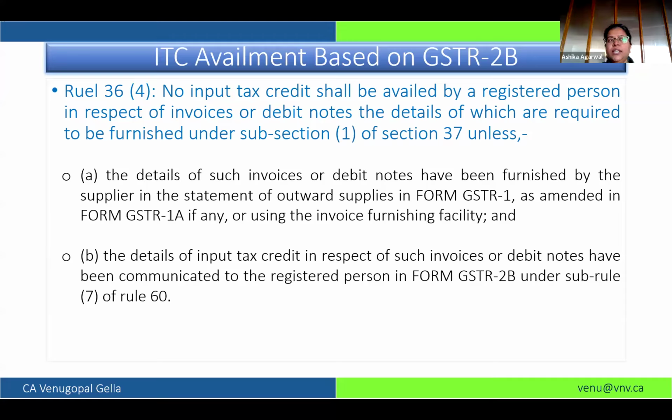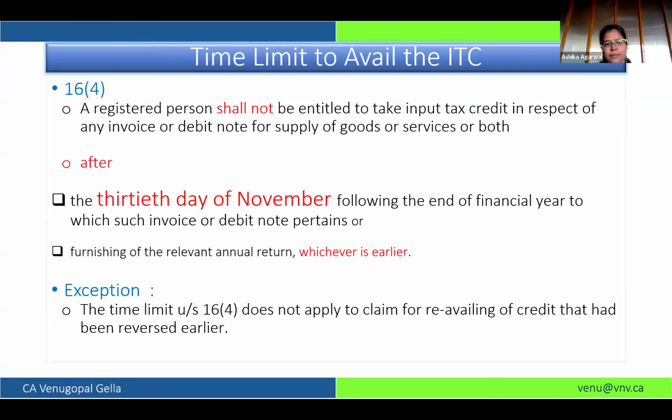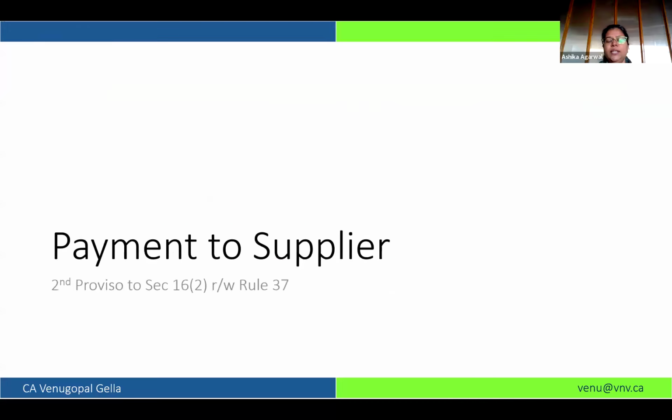So the first thing we want to bring out is that 2B is the base to claim the ITC. And as we discussed earlier, it is important that the supplier reports in R1, then only it will flow in 2B. And to avail the ITC, October is the last month to claim ITC for 24-25. So this is about the time limit, which we have already discussed.